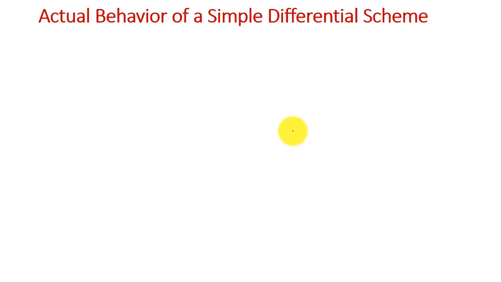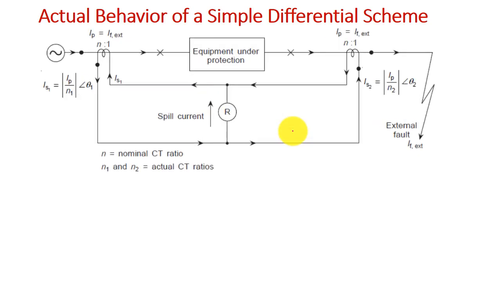Let us see the actual behavior of a simple differential scheme. Whatever we have seen till now is the ideal behavior of the differential protection. But let us see the actual behavior, whether it in fact acts like that, because we know that the CTs never operate under ideal conditions with ideal ratio, right. So even if we put the same CT ratios, both sides N is to 1, but still it will not operate ideally, because both the CTs will have some phase error and ratio error, right.